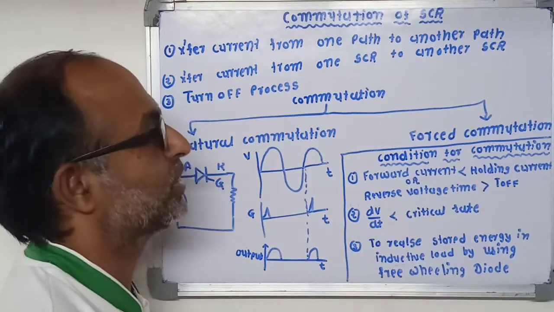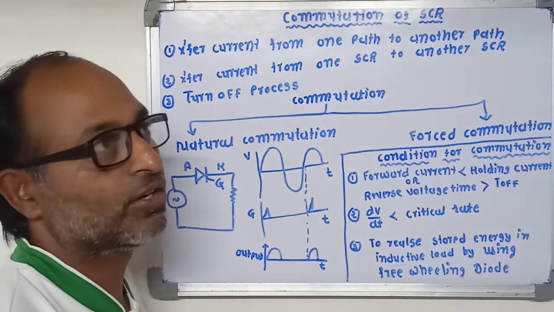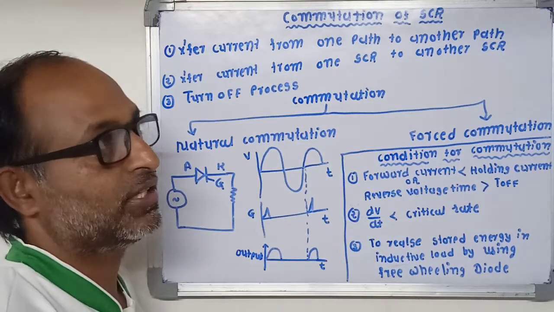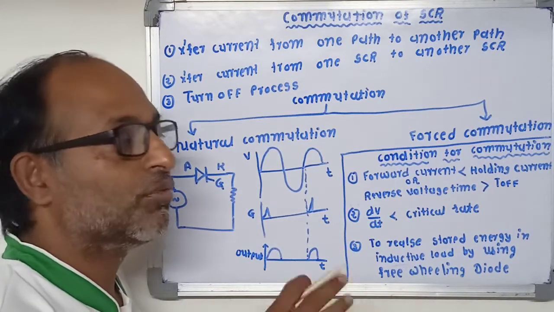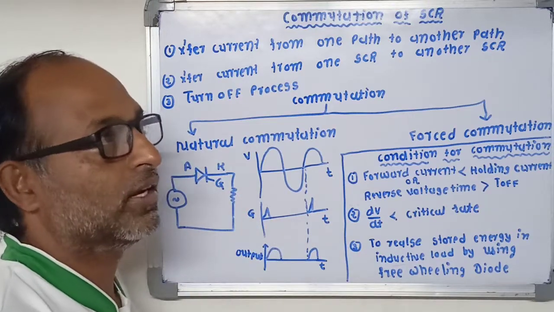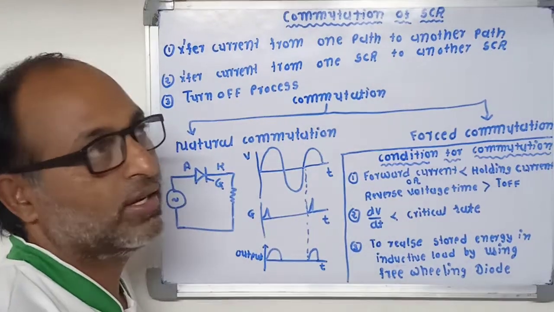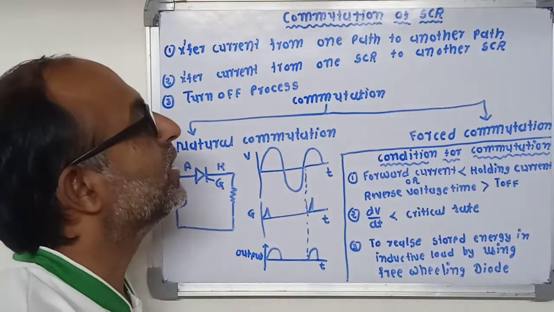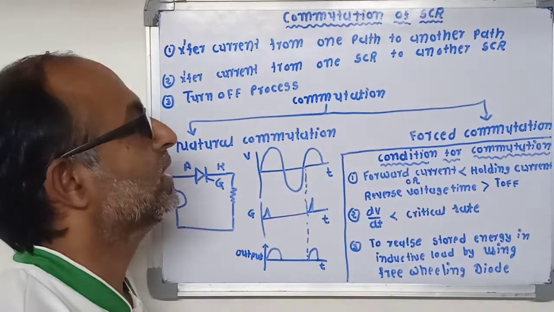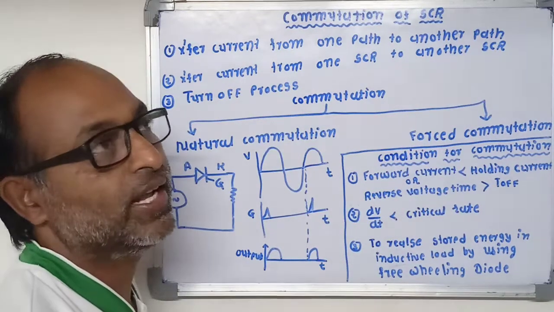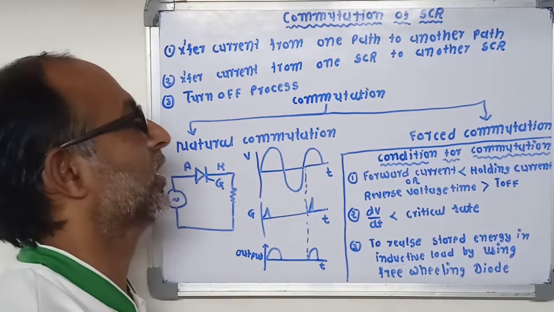Next, forced commutation. In forced commutation, the current does not naturally go to zero to turn off the thyristor. To turn off the thyristor, the forward anode current must be forced to zero with the help of additional external circuits or devices. That's why it is called forced commutation or artificial commutation. This type of commutation is widely used in chopper circuits and inverter circuits.